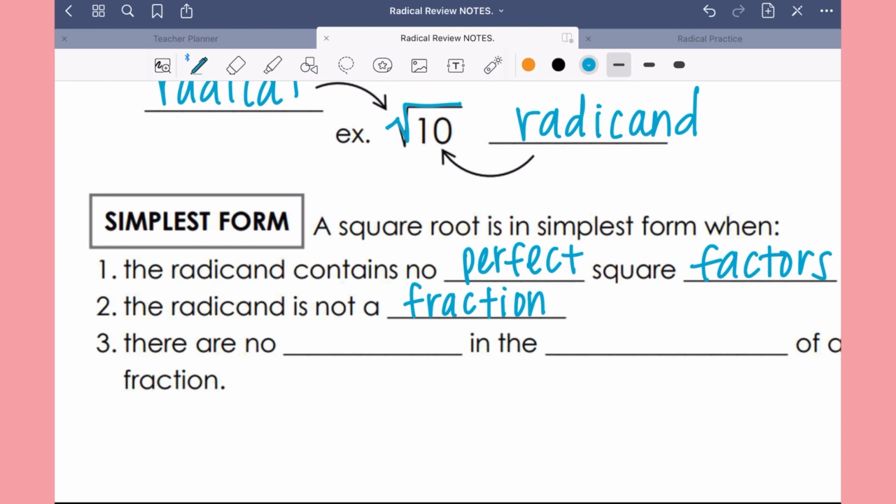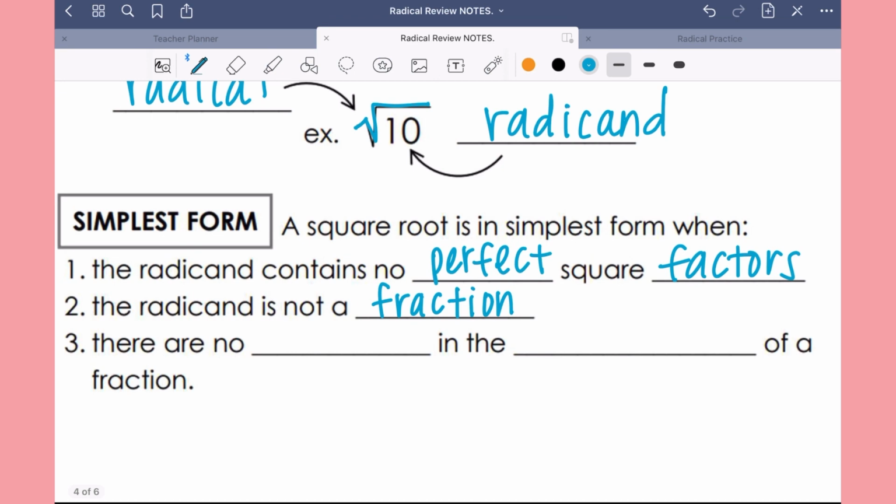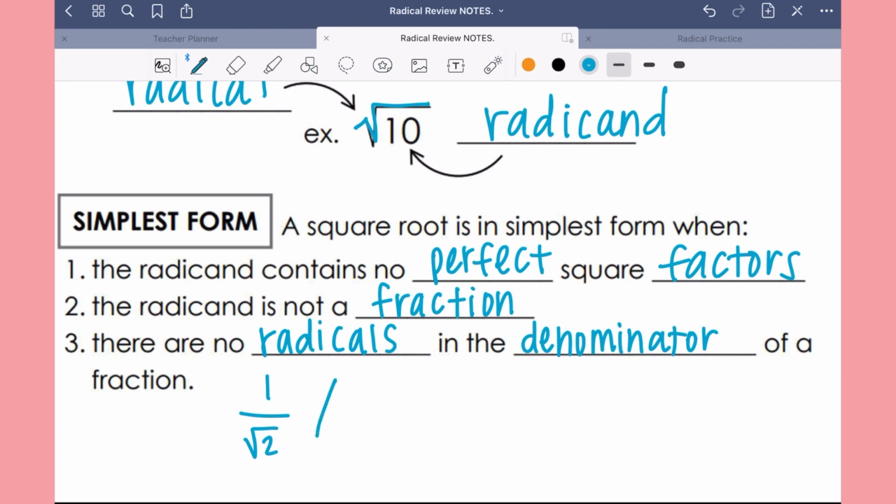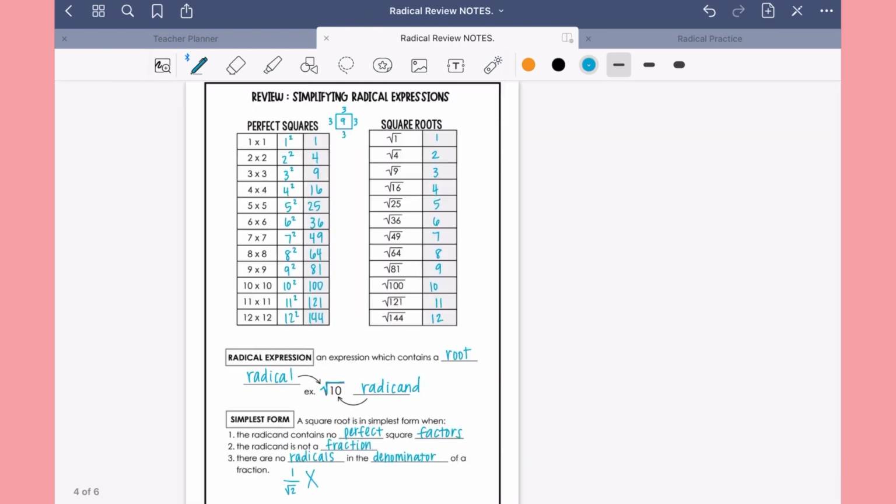There are no radicals, so we cannot have square roots or radicals in the denominator of a fraction. Okay? And we're going to learn how to get rid of it if you do have a square root in the denominator. So what does that mean? If I have something that looks like this, 1 divided by the square root of 2, that is illegal. You can't have that. And so this is not okay. And we're going to learn how to undo that.